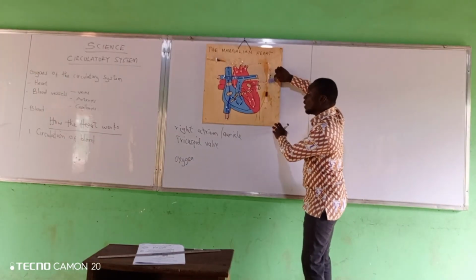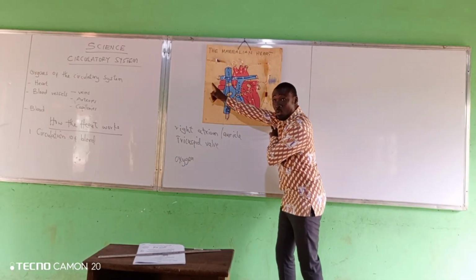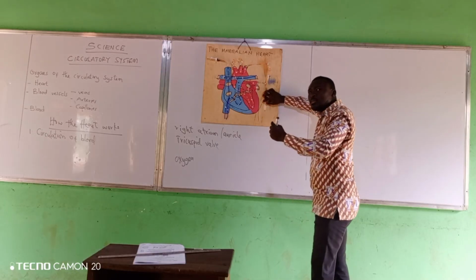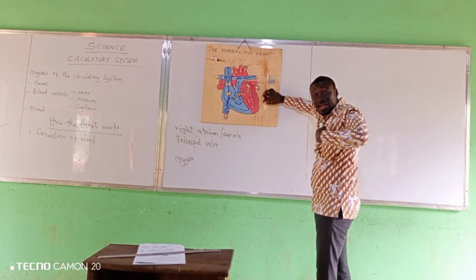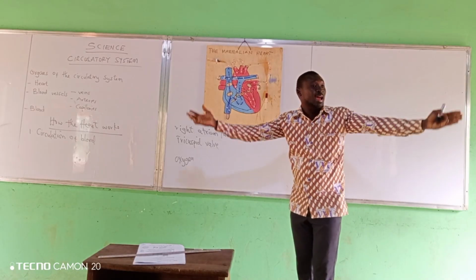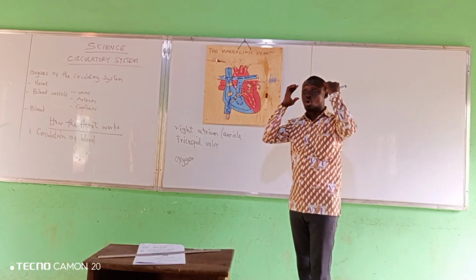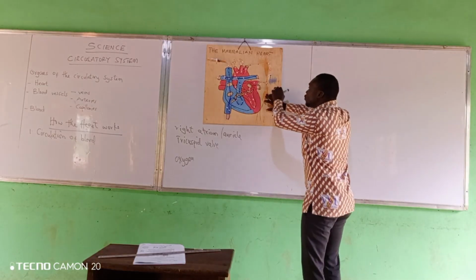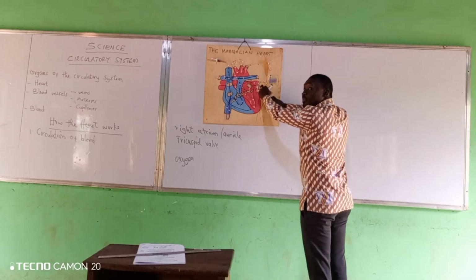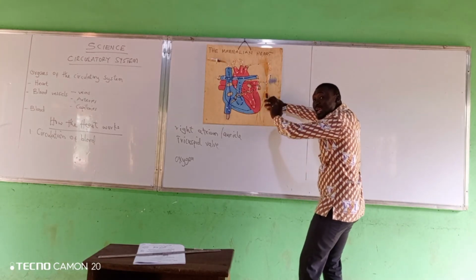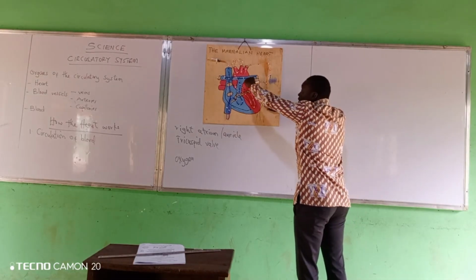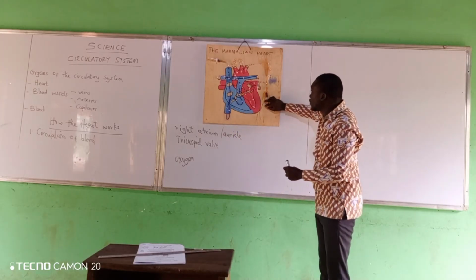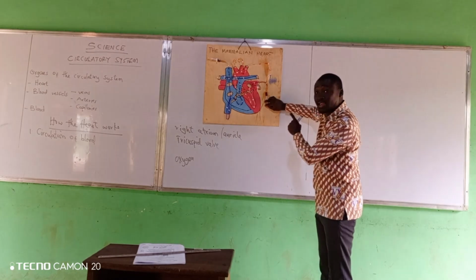Then moving from the lung, as I said, the oxygenated blood has to go back to the heart for the heart to pump it to the entire human body, so that it reaches every part of the body. So it passes through the pulmonary vein, which takes blood to the heart. These two are the pulmonary veins. So blood will move through the pulmonary vein. You can see it moving.